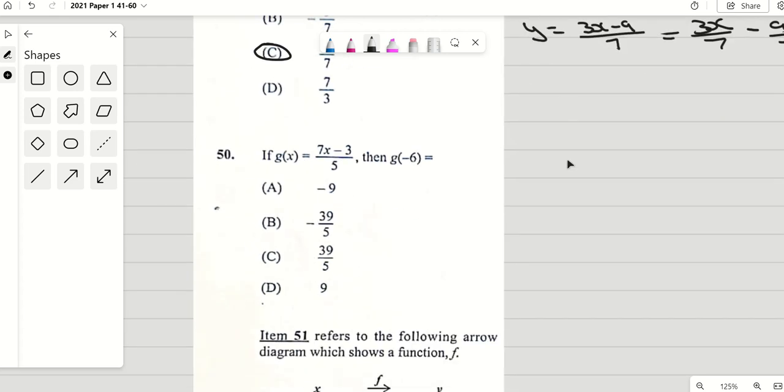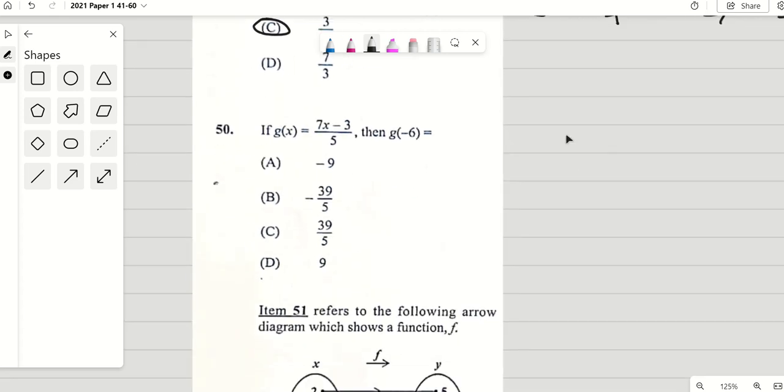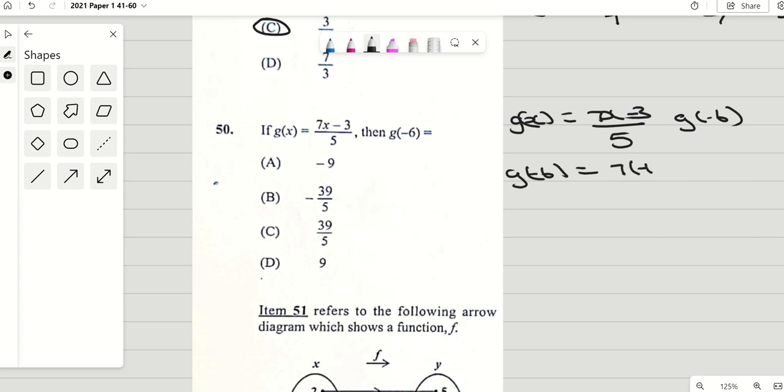All right, let's look at number 50. They tell you that g of x is equal to 7x minus 3 all over 5. What is g of minus 6? Meaning, wherever you see x, you're going to put minus 6. So g of minus 6 is equal to 7 by minus 6 minus 3 all over 5. That looks like a positive 3. Hold on.